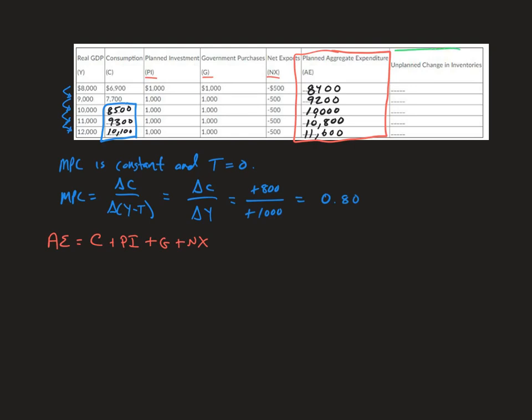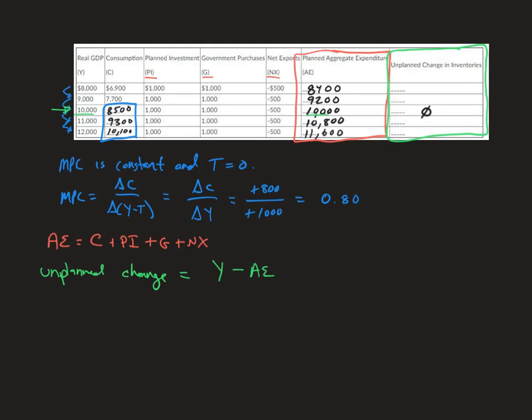The last thing we're calculating are these unplanned changes in inventories. And remember, to calculate these unplanned changes to inventories, we are going to take GDP and subtract away the aggregate expenditure. So the overall production minus the overall spending. Let's look at the middle one right here, because we know that's 10,000 and 10,000. That's going to be 0. That one is where there's 0 unplanned changes to inventories, and that's when we're in macroeconomic equilibrium.